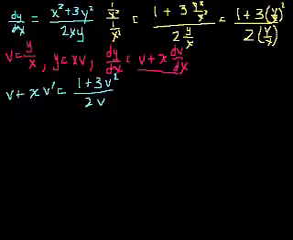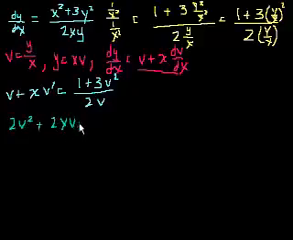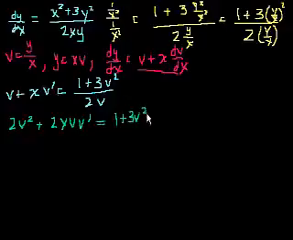Now let's see what we can do. This is where we just put our algebra hat on and try to simplify until it's a separable equation in v. So let's do that. Let's multiply both sides of this equation by 2v. And let's see, we'll get 2v squared plus 2xv v prime, right? 2v times that. Yep, that's 2xv v prime, is equal to 1 plus 3v squared.